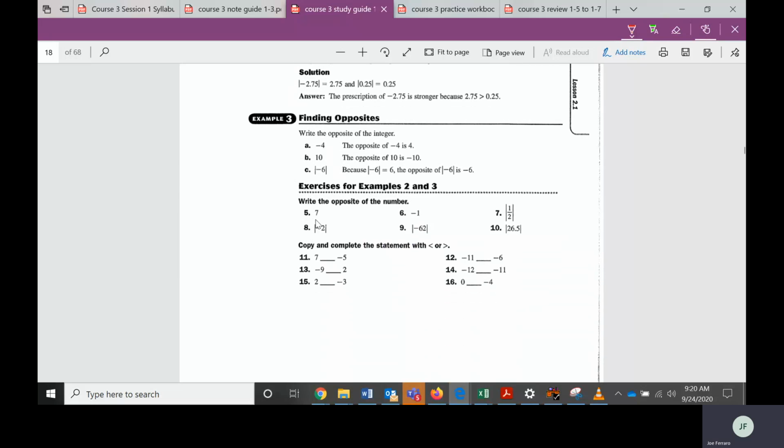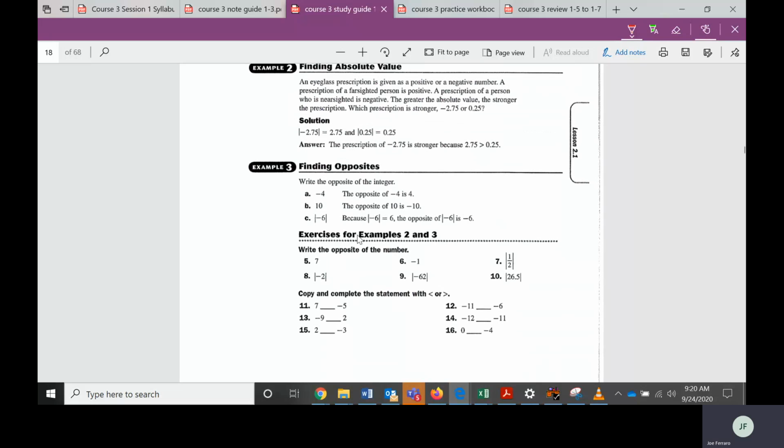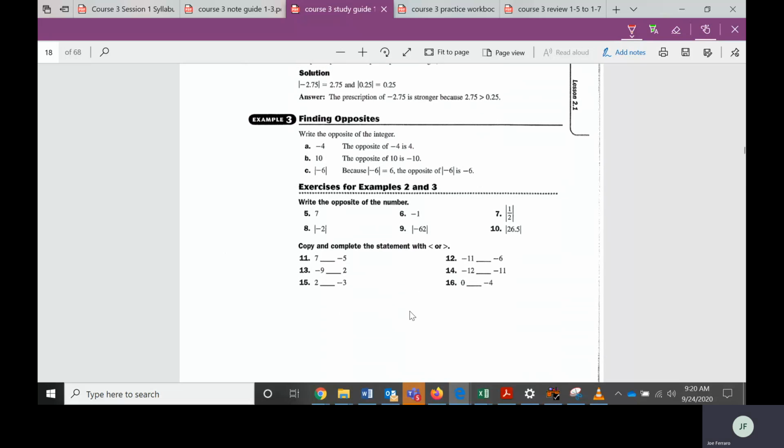Then they have the find the opposite questions. Okay, if you can do those. Now some of these you actually have to find the absolute value first and then do the opposite. So they're doing two things. Okay. And then here, we didn't do any of these on the other page, but it says copy and complete the statement with a less than or greater than. So maybe I'll do one of these here.